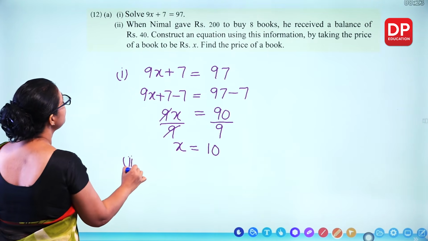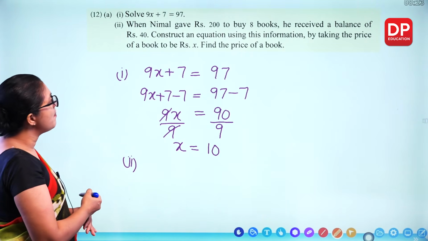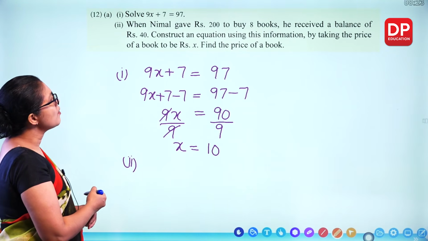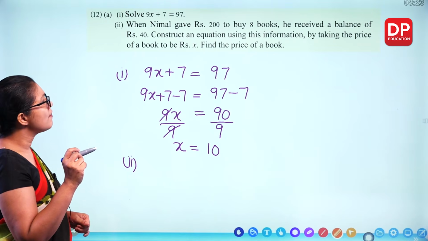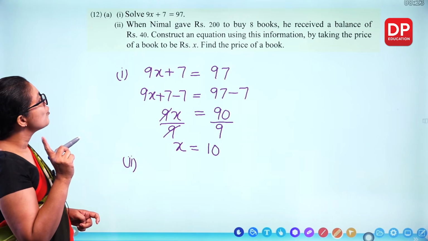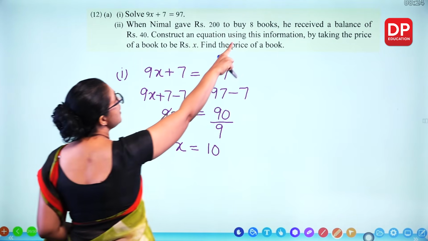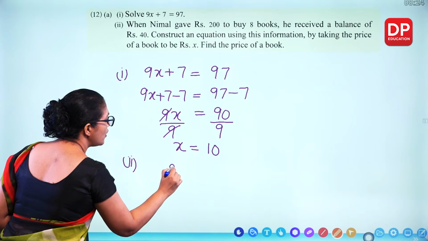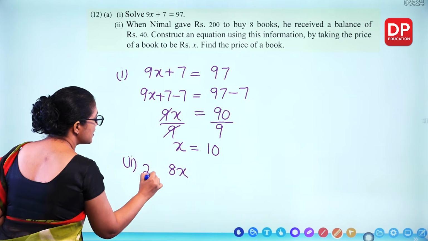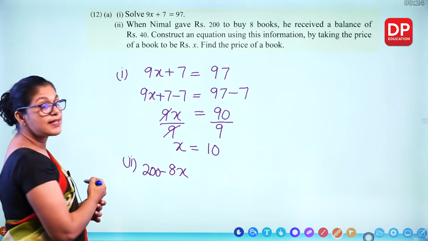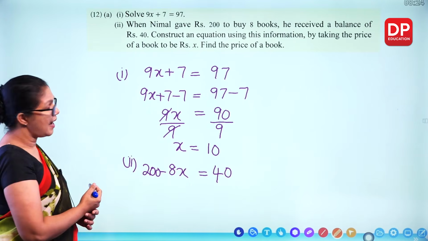Second one. When Nimal gave 200 rupees to buy 8 books, he received a balance of 40. Construct an equation using this information by taking the price of a book is x rupees. Find the price of a book. So if the price of a book is x rupees, so he bought 8 books. So 8x. He gave 200 rupees. So 200 minus 8x is the balance.